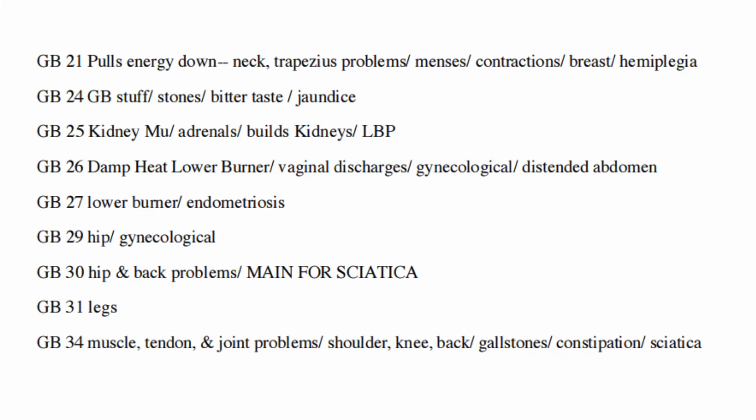GB26 is for damp heat in the lower burner, for vaginal discharges, for gynecological issues, and for distended abdomen. GB27 is for disorders of the lower burner and for endometriosis. GB29 is indicated for hip disorders and also for gynecological problems. GB30 is for hip and back problems, and it is the main point for sciatica. GB31 is indicated for leg problems.